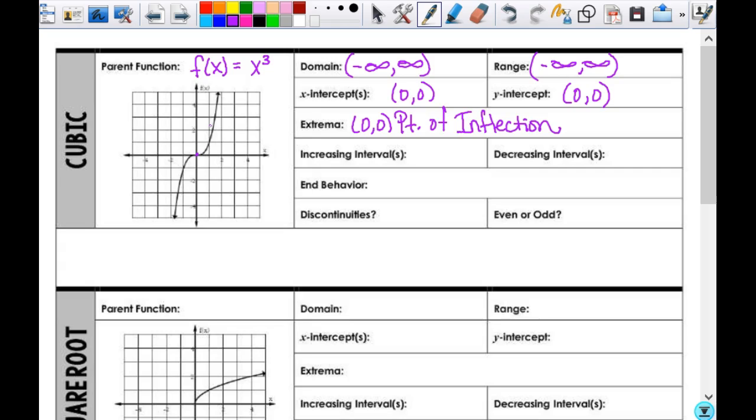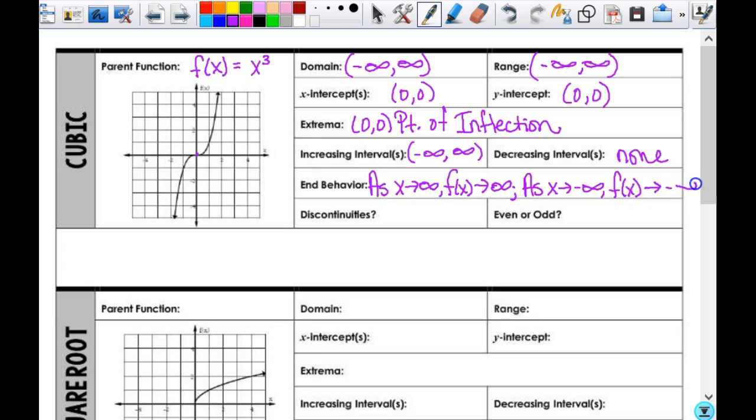Okay? Now, that being said, it increases the whole time. So my increasing interval is from negative infinity to infinity, right? Decreasing interval, are there any? No. If I increase over the entire domain, then I can't decrease anywhere, right? So my end behavior, here are little sentences. As x approaches infinity, f of x approaches what? Infinity. And as x approaches negative infinity, what does f of x approach? Negative infinity.